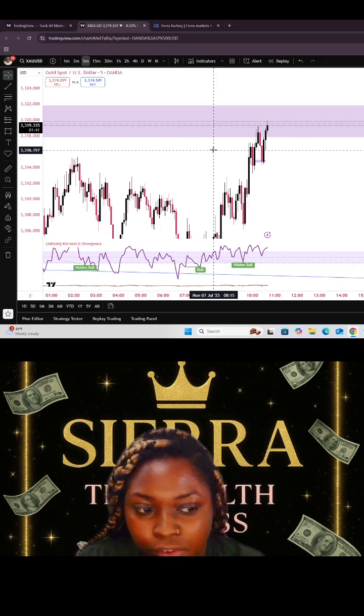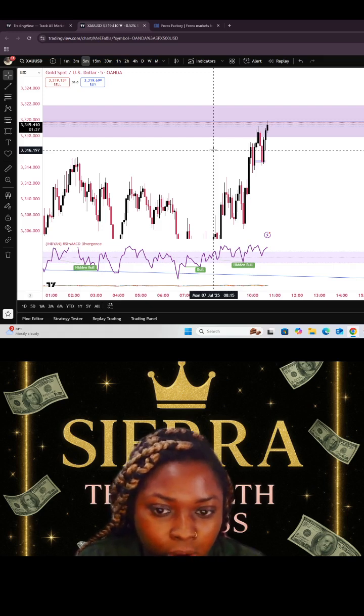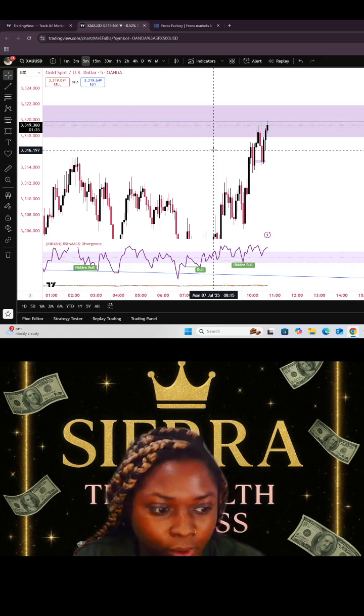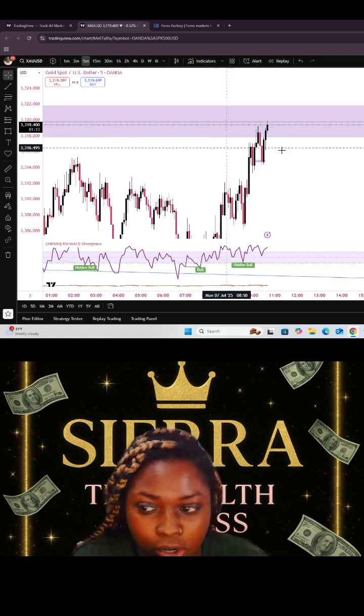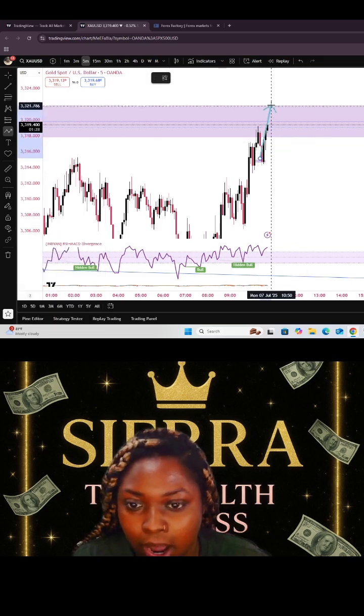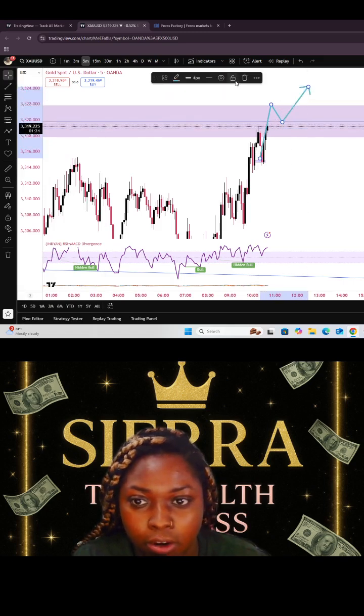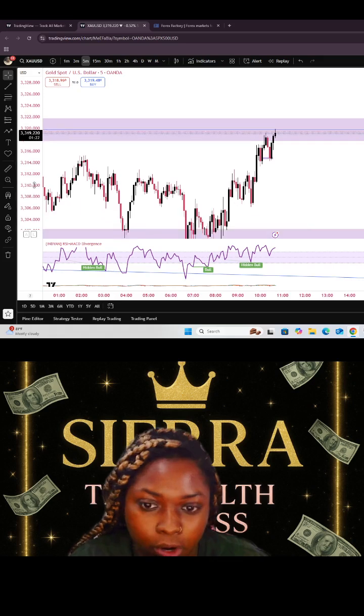I'm looking for an evening star. I'm looking for a bearish inside bar. I'm looking for a bearish pin bar. We don't have any signal yet right now. All we know is price came to our zone. For all I know, price can continue to buy and trade through the zone and then retest it and then go higher. So we don't know if we're selling or if we're buying yet.